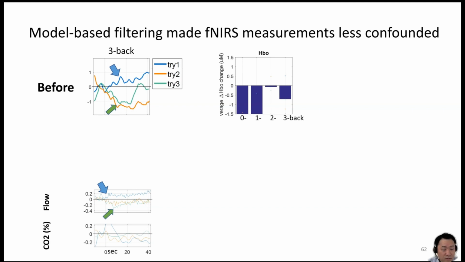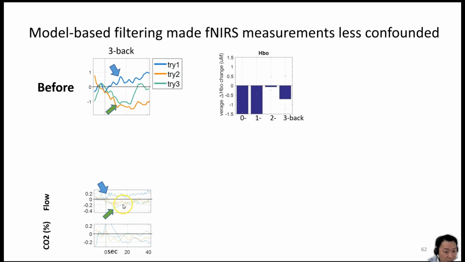As a result, this model-based filtering made the F-nears measurement less confounded. So this is one case before. So this is the 3-bag, one of the difficult tasks. And you see tries number 2 and 3 have this unanticipated dip that would hurt our data. And the average change of the oxygenated hemoglobin was also in a weird shape, as there's no clear positive increase on the 2 and 3 bag.